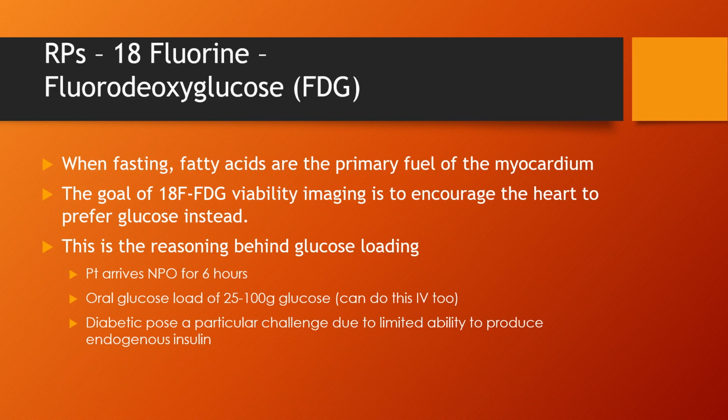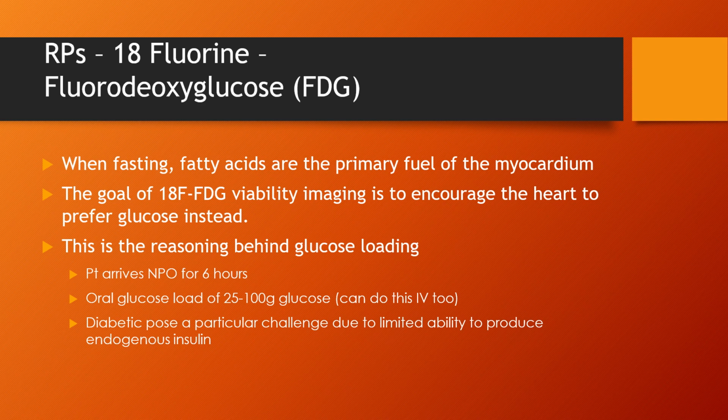Patients have to fast. When they are fasting, fatty acids are the primary fuel for the myocardium. The goal of the FDG viability is to encourage the heart to prefer glucose instead. And this is the reasoning behind glucose loading. So not everybody does glucose loading with viability studies. But if they are doing glucose loading, it has to be under the supervision of a physician, and the protocol is different whether or not the patient is diabetic. I have even seen some protocols where if they know the patient is insulin resistant, then they will change or modify that protocol a little bit to be more like a diabetic patient.